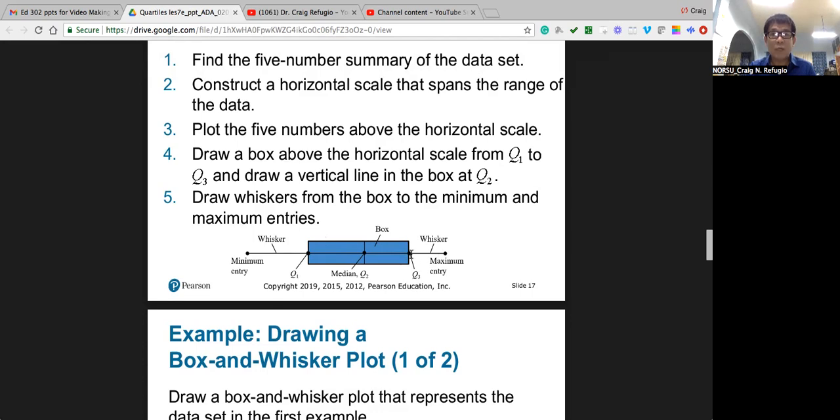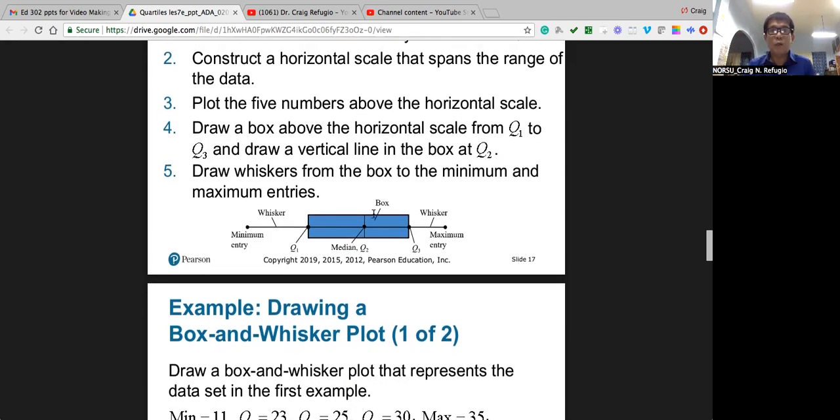We have two whiskers: one going to the maximum value, starting from the rightmost part of the box or the rectangle, and then from the minimum value going to the leftmost part of the rectangle or of the box is also another whisker. That's why we call it a box and whisker plot. So we have two whiskers. There's only one box and there are two whiskers.